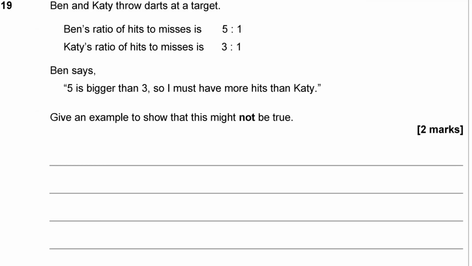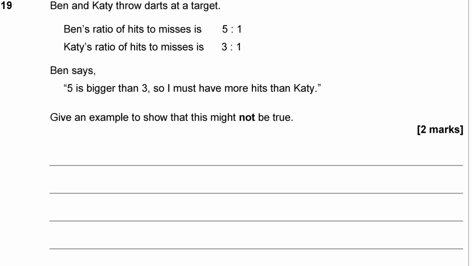Question 19. Ben and Katie throw darts at a target. Ben's ratio of hits to misses is 5 to 1, which means he's getting about 5 hits for every 1 miss. Katie's ratio of hits to misses is 3 to 1. Ben says 5 is bigger than 3, so I must have more hits than Katie. Give an example to show that this might not be true.